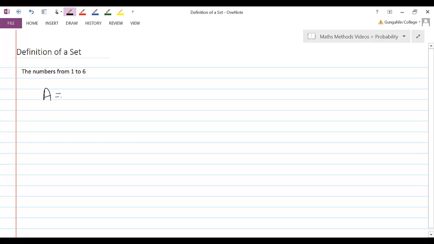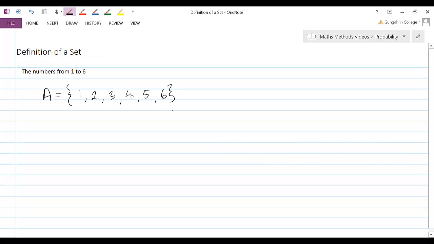We usually use capital letters. And when we write down what a set is, we use these curly brackets to describe it. So I'm going to put one at the start, but I'm not going to put the second one in just yet. If I'm talking about the numbers from 1 to 6, I could describe this as the set A, where the set contains 1, 2, 3, 4, 5, and 6. This would be the set of numbers from 1 to 6.